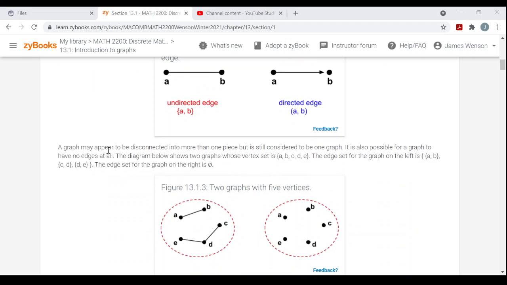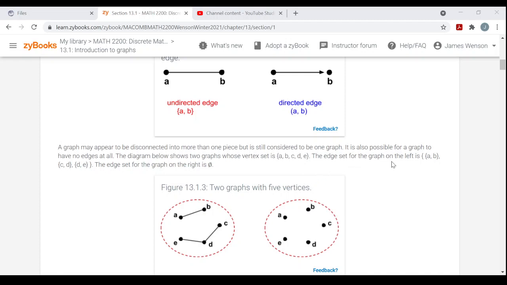A graph may appear to be disconnected into more than one piece, but is still considered to be one graph. It is also possible for a graph to have no edges at all. The diagram below shows 2 graphs whose vertex set is A, B, C, D, E, all the points.